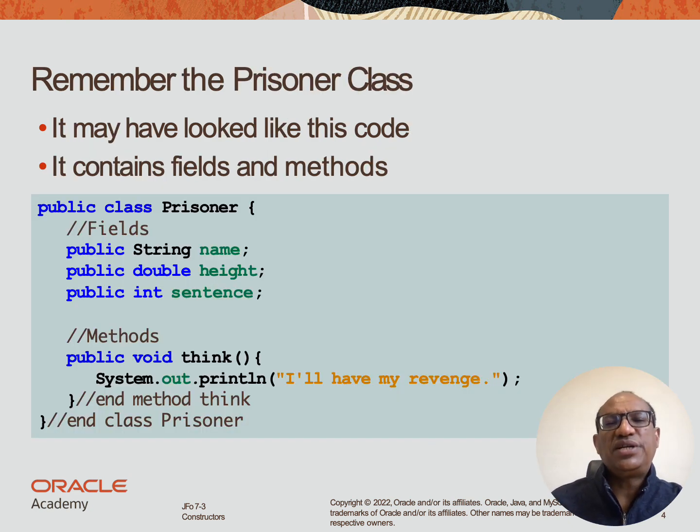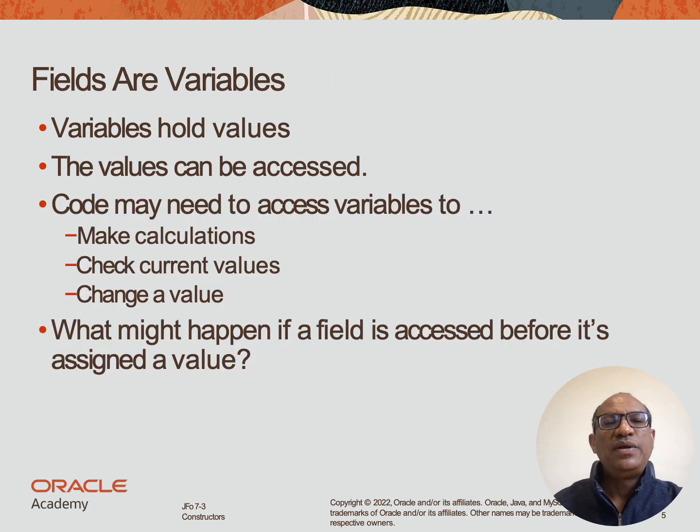Remember our trusty prisoner class. It had a few fields like name, height, and sentence length, and a simple method to simulate thinking. Just like variables, fields store values. These values can be used in calculations, checked for decisions, or updated over time. But what happens if you try to access one before assigning a value?